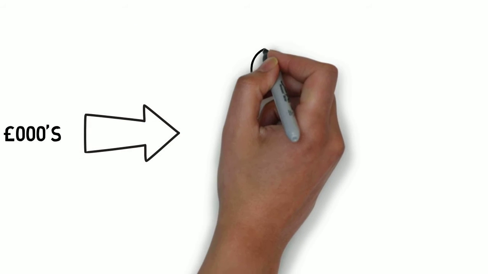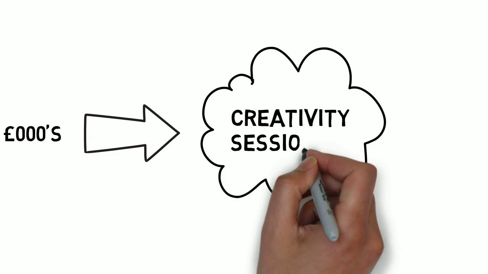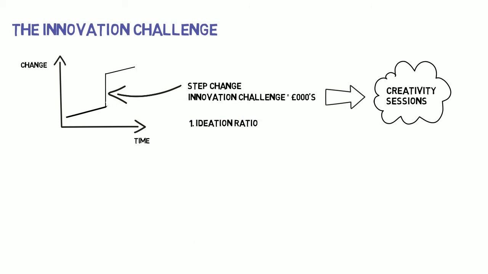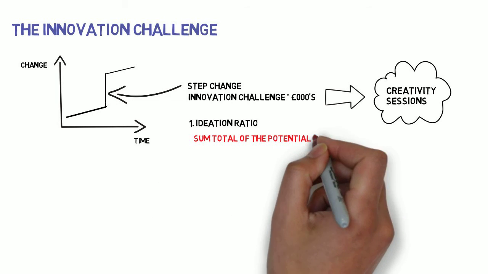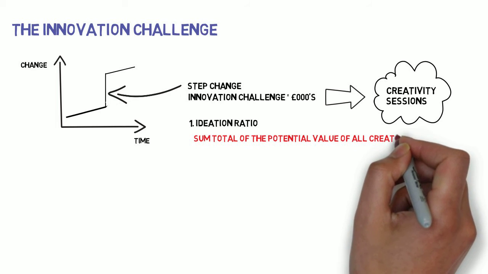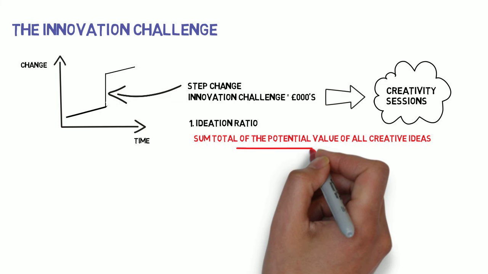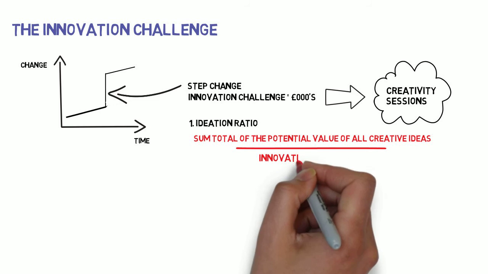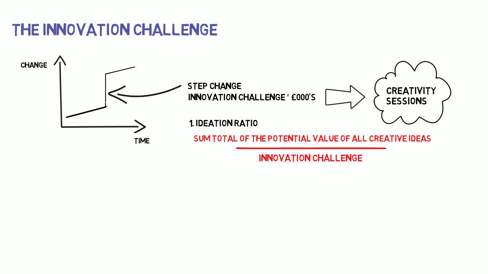Now, once you've set the challenge, that's great, but what that should then do is unleash a series of creativity sessions. And the effectiveness of those creativity sessions is measured by the ideation ratio. The ideation ratio is basically the sum total of the potential value of all the creative ideas that have been generated. So if you take any one of those and imagine that it's implemented in full with the desired effect, what's the bottom line impact that each one would have? If you then sum across all of those sessions and divide by the total innovation challenge, that will give you the ideation ratio.